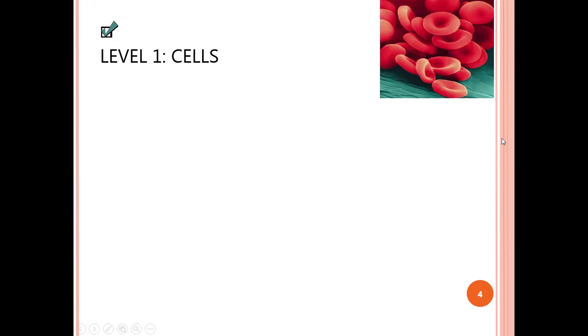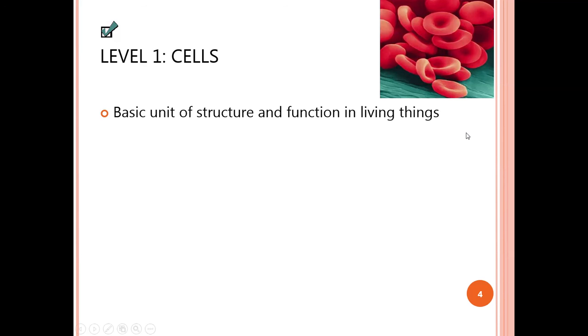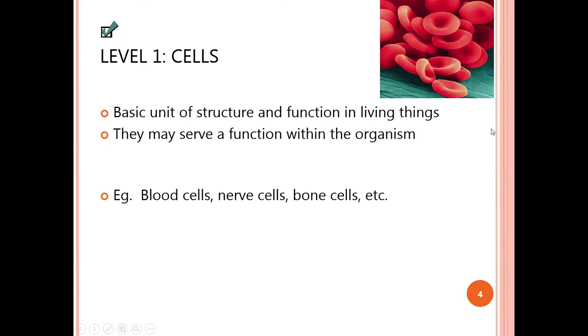So let's just go over the cell. It's the basic unit, as we said. They may serve functions within the organism. So think of stuff like blood cells and nerve cells and bone cells. Those are individual cells, and they do different things. The blood cells carry oxygen around, the nerve cells let you sense and control movement, and bone cells give you that nice structure to your body. They're all cells, but they do completely different things.